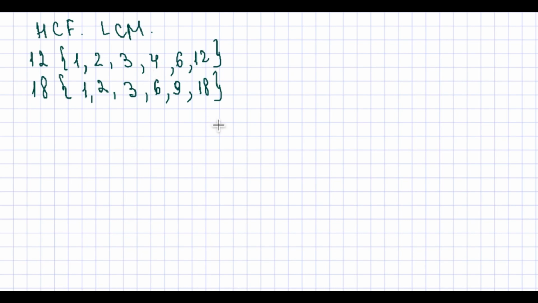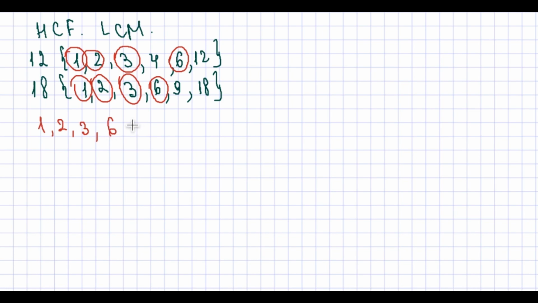What does common factors mean? The factor that I see in this set and in this set. They are 1, 2, 3, and 6. So 1, 2, 3, 6. They are common factors. The smallest one is 1. The largest one is 6.